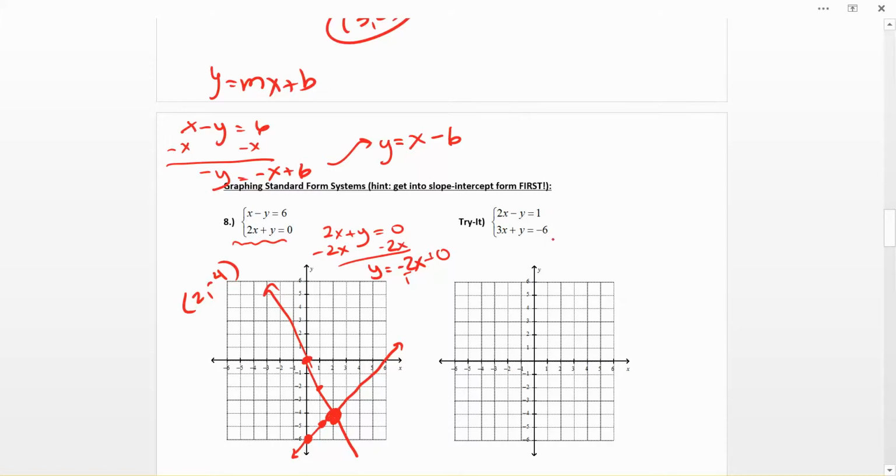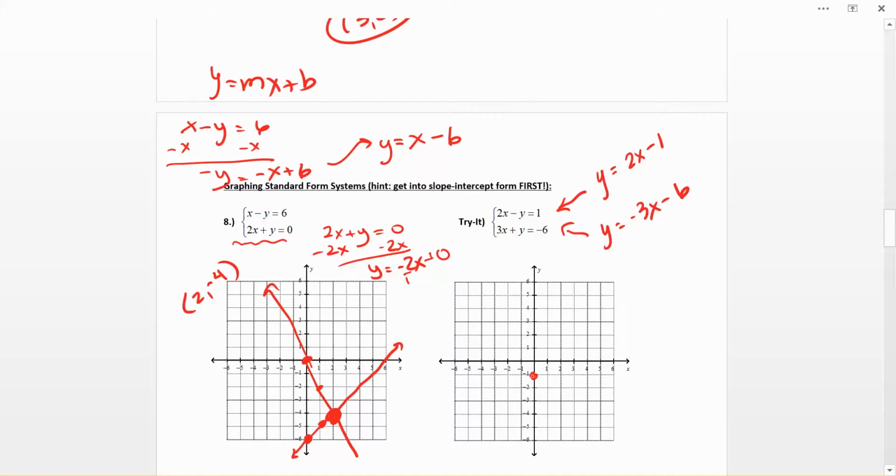Go ahead and try again, pause the video for a second if you like. Try to get the y's by themselves in each of these two equations, and then graph your equations when you get back. When you do the first one, you should end up with y equals 2x minus 1. And for the second equation, you should end up with y equals negative 3x minus 6, getting the y by itself. Then we just want to plot them and see how the intersections turn out.